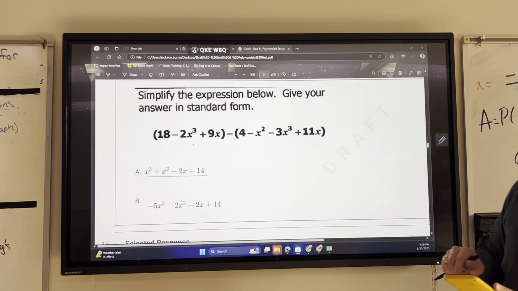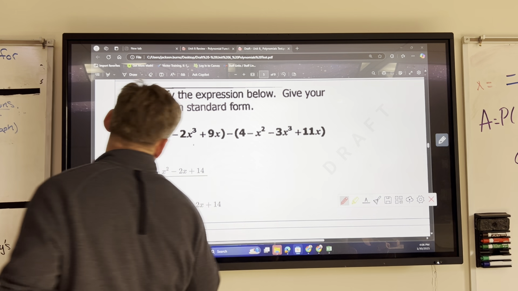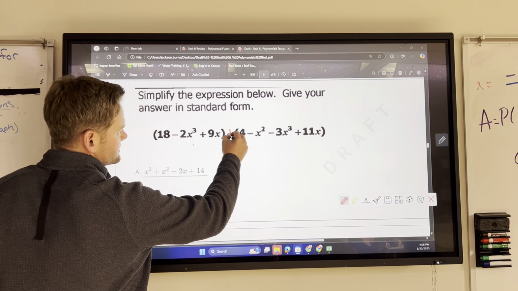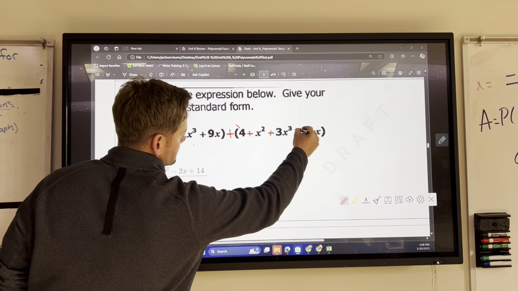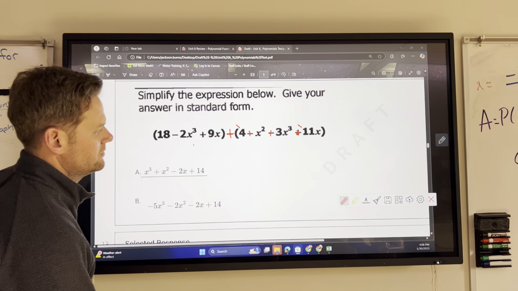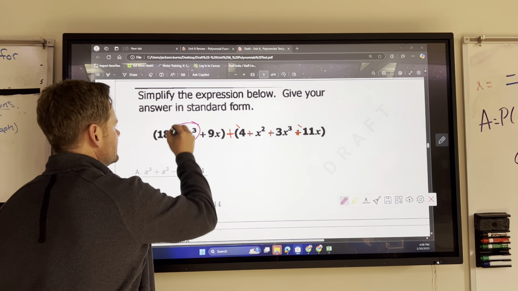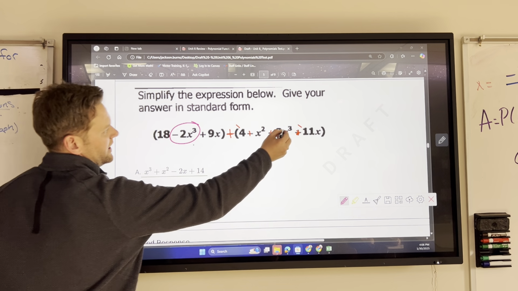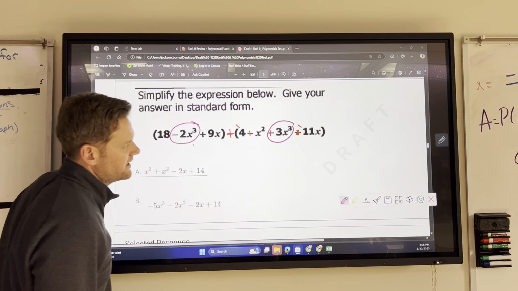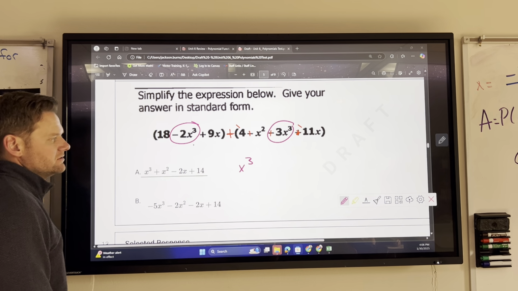Well, this is just combining like terms here, right? So all we got to do, I like to change this to a positive and then change the signs. All right, so now I go through and I like to box. So here I have a negative 2x cubed. Well, I have a positive 3x cubed. So that's going to go to a positive x cubed.